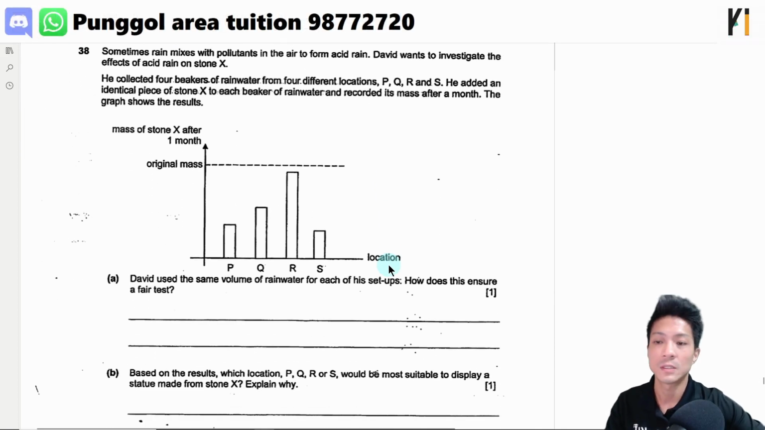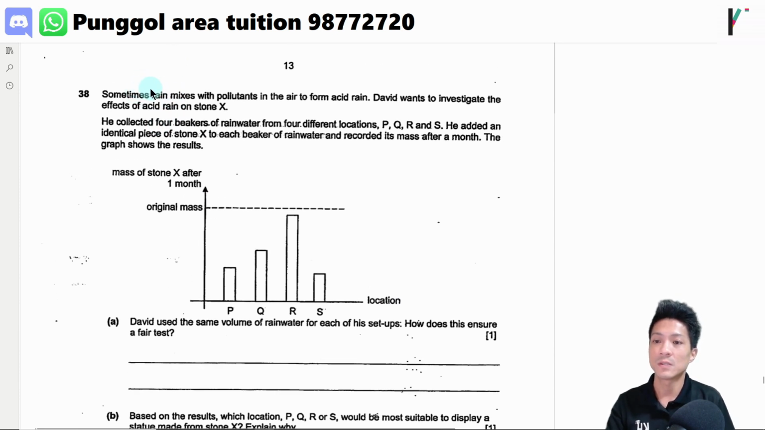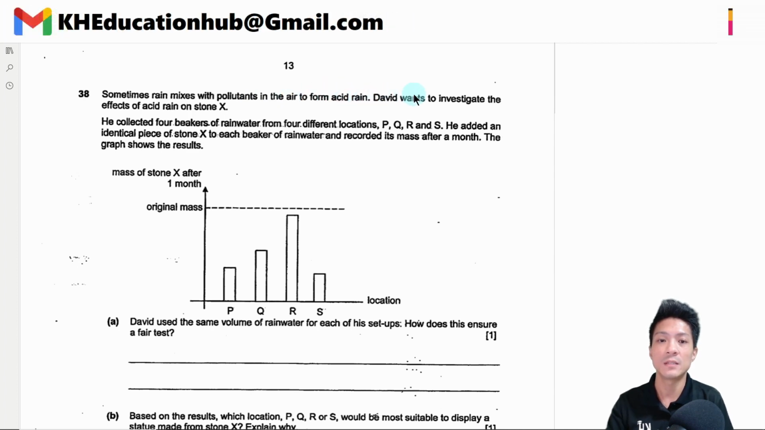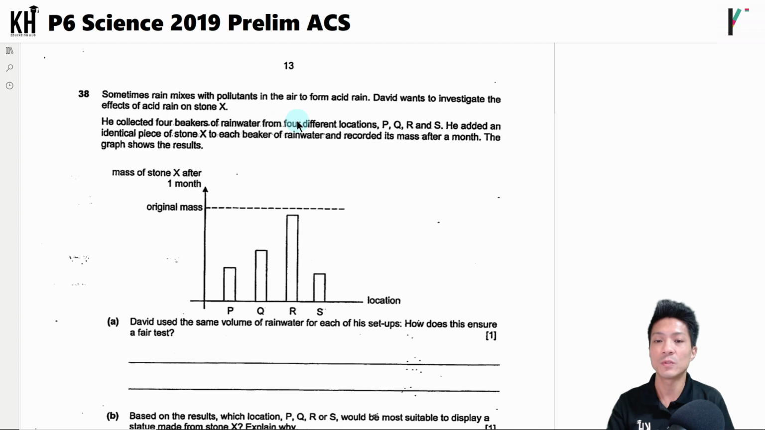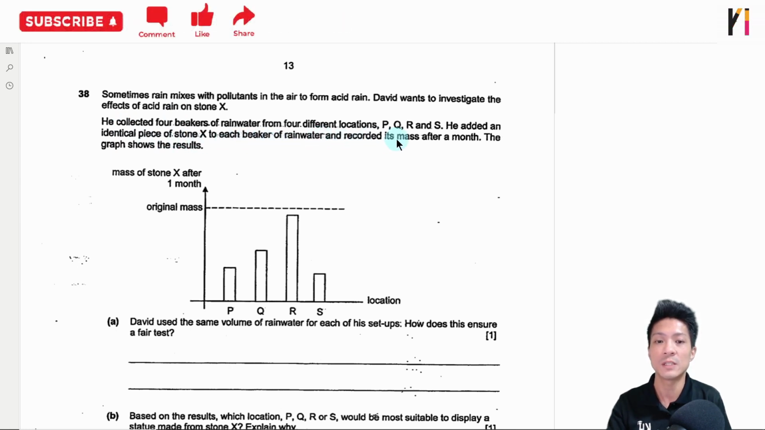Question 38. Sometimes rain mixes with pollutants in the air to form acid rain. David wants to investigate the effects of acid rain on stone X. He collected 4 beakers of rainwater from 4 different locations, P, Q, R, and S. He added an identical piece of stone X to each beaker of rainwater and recorded its mass after a month. The graph shows the results.